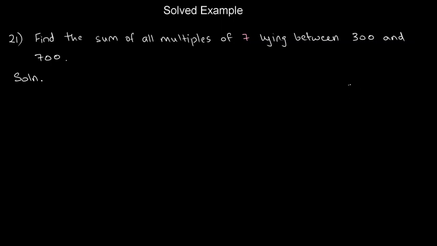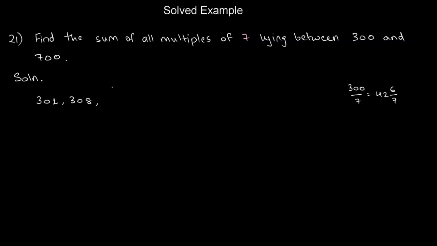If I divide 300 by 7, I get 7 fours are 28, and then I'm left with 20, which is 7 twos are 14, and then we're left with 6. So I get 42 and 6 upon 7. So I'm falling short by 1. That means the first multiple of 7 greater than 300 would actually be 301, and after that, the next multiple of 7 is 308.